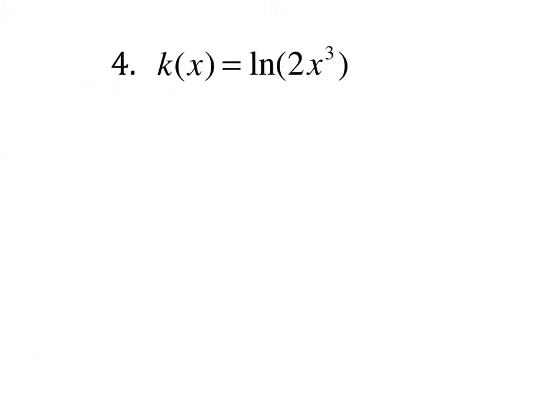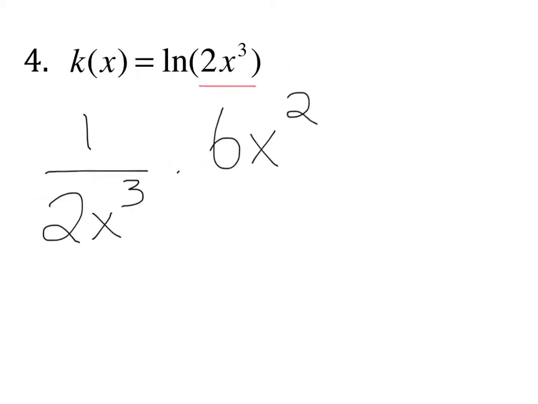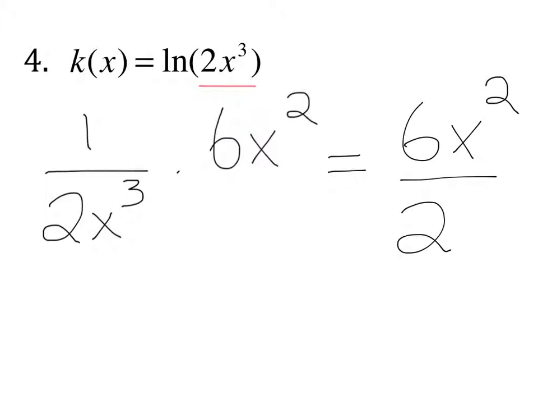Number 4. Okay, we've got a natural log, and we know that the derivative of natural log of anything is going to be 1 over that anything. But then the function inside has its own derivative too, and that derivative is 6x squared. So at the end of the day, it might be more convenient for us to write this as 6x squared over 2x cubed. And of course, we would simplify that, but again, for the purposes of illustration, I'm going to leave it like that for now.